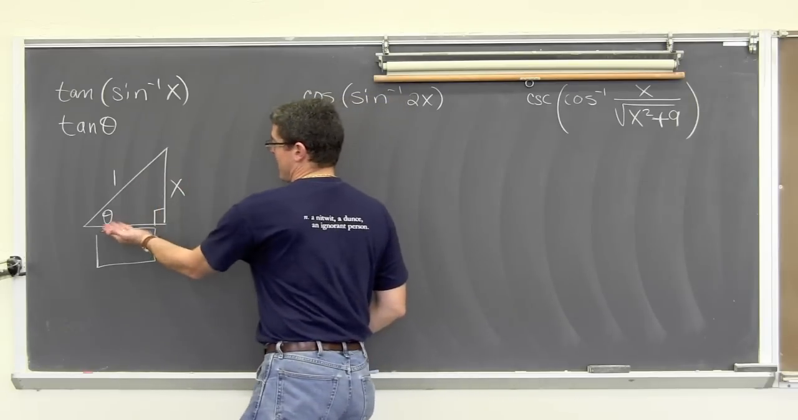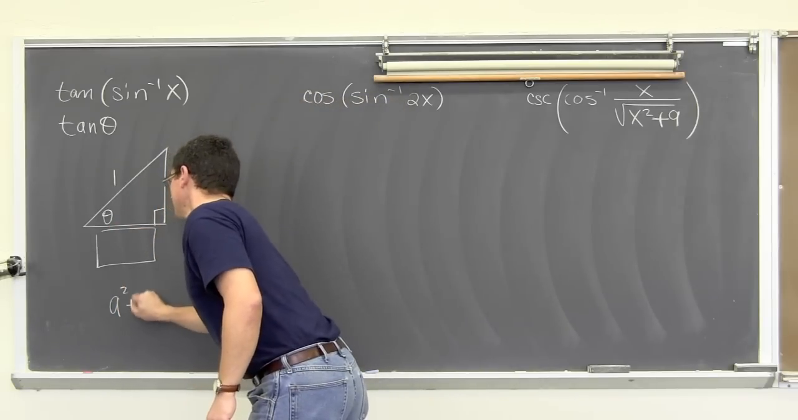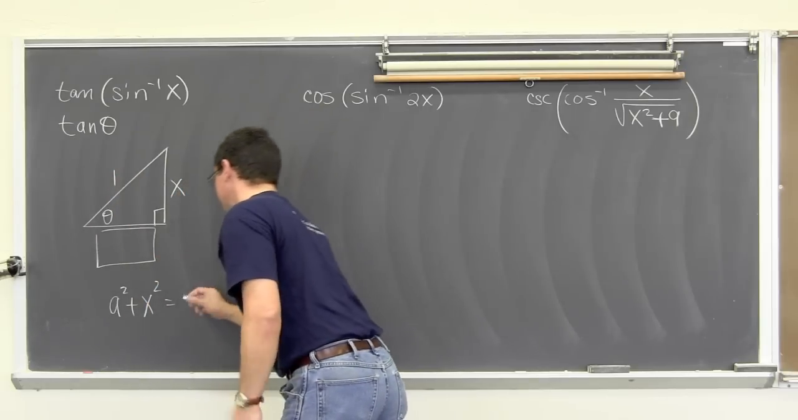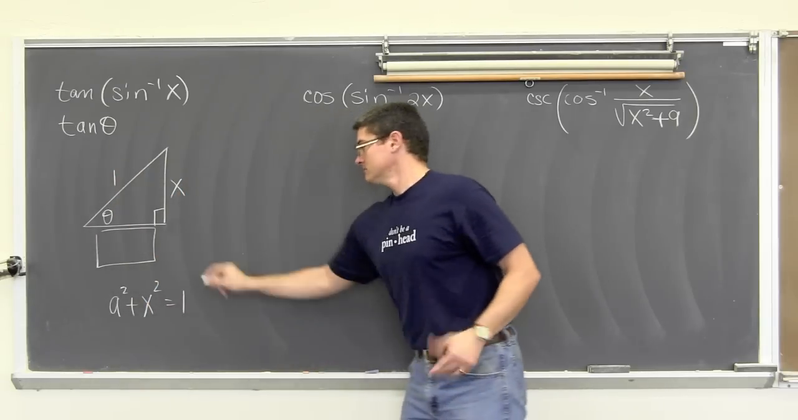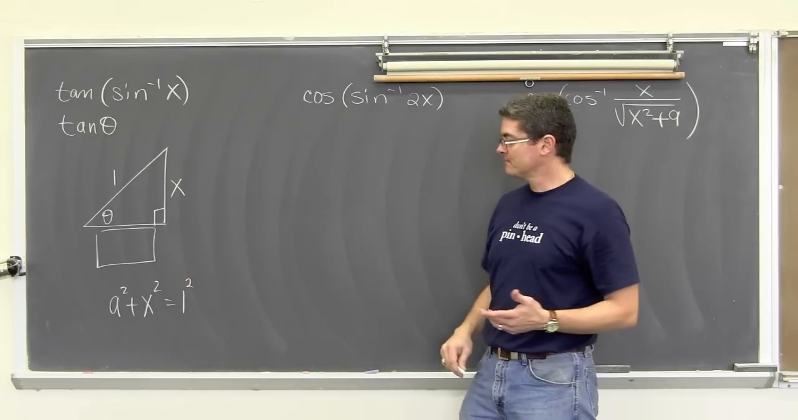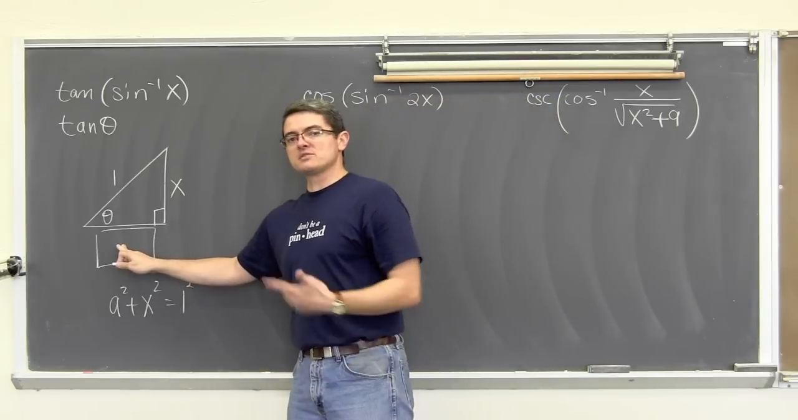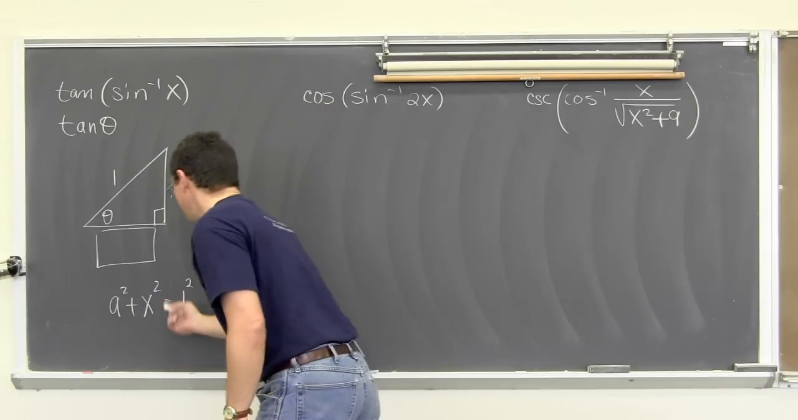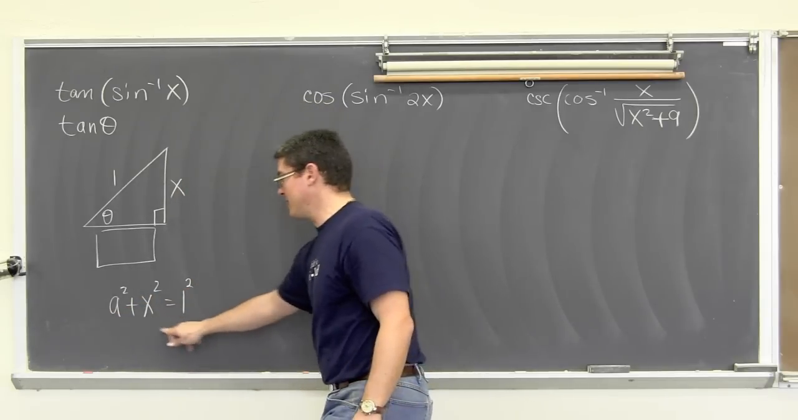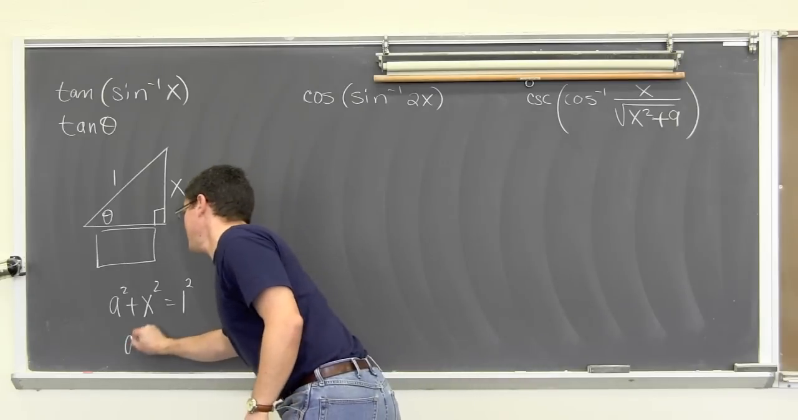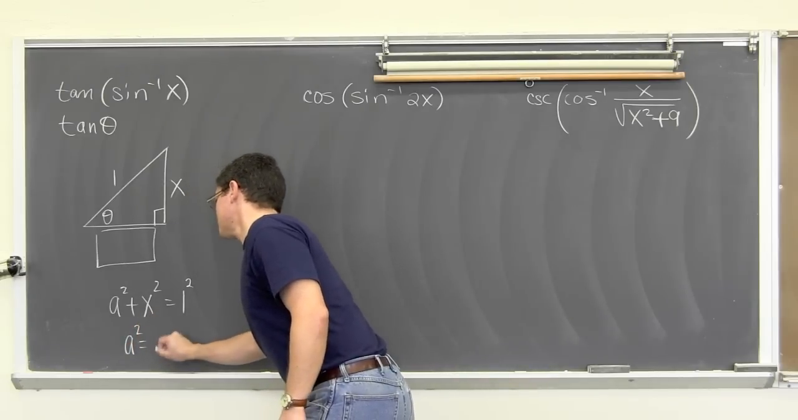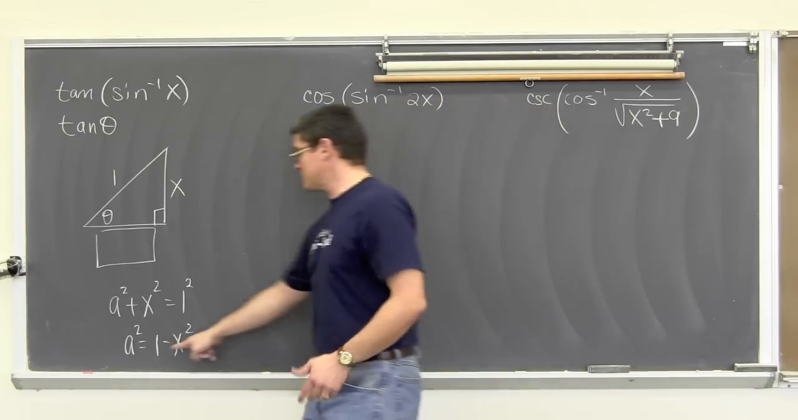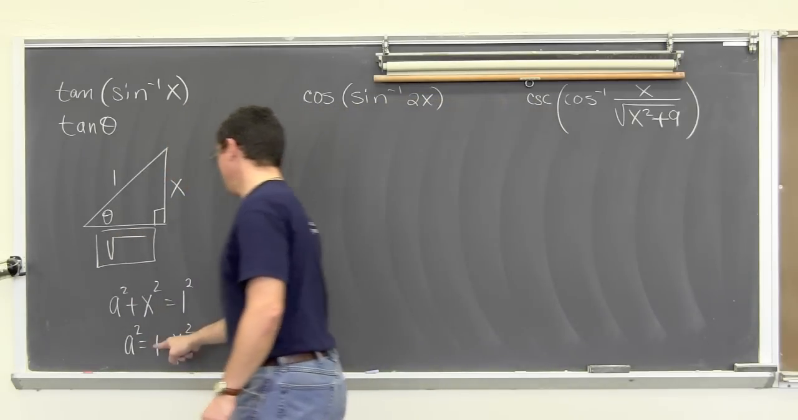So let's say a squared plus b squared equals c squared. So that's 1. Well, let's just put the square there for good measure. So we're trying to find this length. It's one of the legs, which I've identified temporarily as a. So we're going to have 1 squared is 1, and I'm going to move the x squared over with subtraction. So a squared is equal to 1 minus x squared, which means a is the square root of 1 minus x squared.